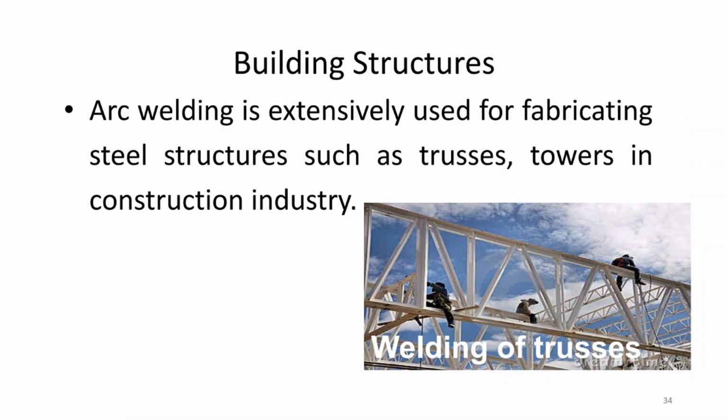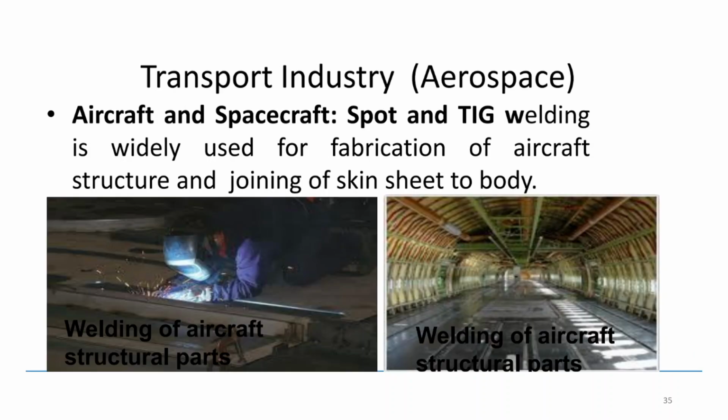Building structures, now arc welding is extensively used for fabricating steel structures such as trusses, tower trusses, meaning some of this type of the image that is shown, which is made of various of these beams. Okay, some structures that will be like this, skeleton structures. Towers, and in construction industry and in transport industry.